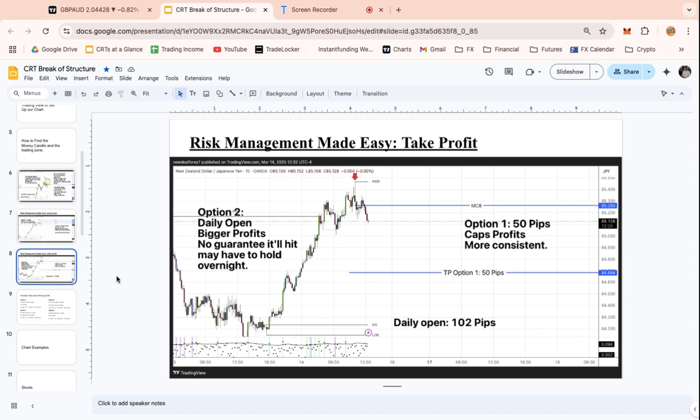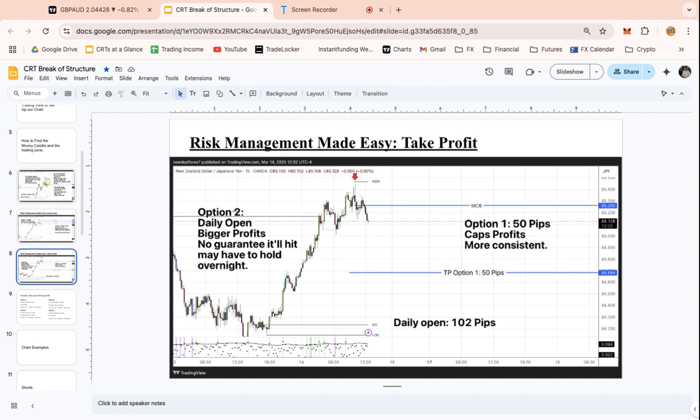Now, where should you put your take profit? Very simple. Option one, just do a fixed 50 pips. The benefit of that is you're probably going to win more consistently, but the downside is you're going to cap your profits. If you take 50 pips, but then the pair goes on to drop by 200 pips, and I've seen that happen, it is possible, you've got to be content with that.